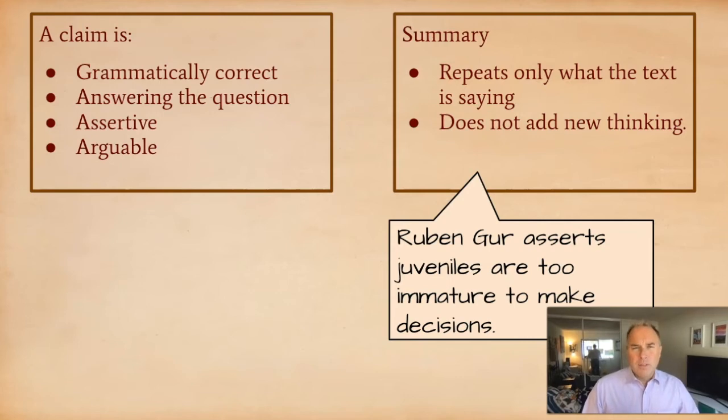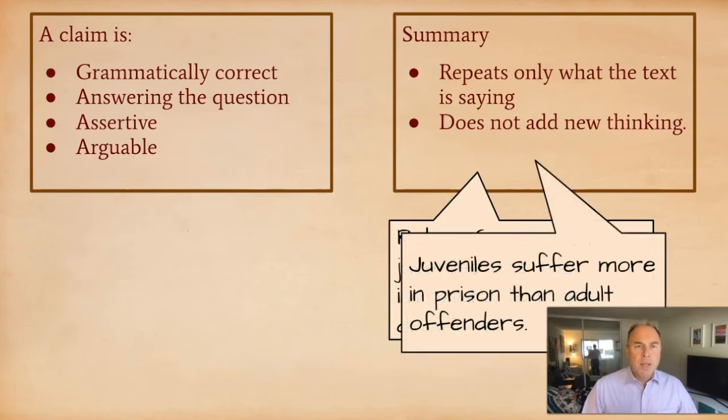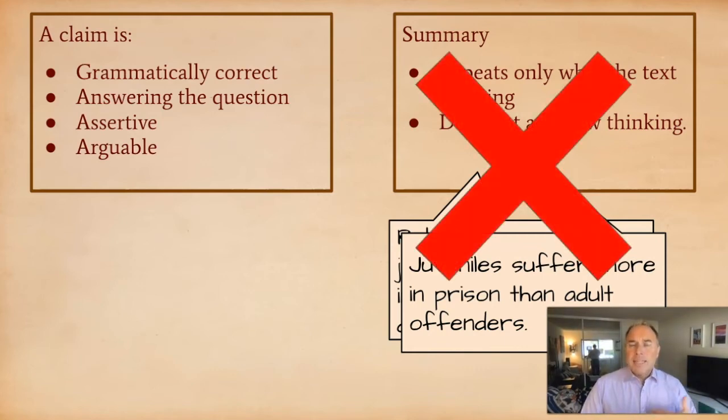That's more of an example of a bit of evidence, really, or a paraphrase of what Rubiger is saying. Another example, juveniles suffer more in prison than adult offenders, is more towards a claim, but it's still not adding any individual take, any personal take, right? It's just stating what we already see in this case, Melanie Robbins' text, right? It's not adding any deeper thinking. So we want to try to avoid those kind of summary type statements. Instead, you want to deepen the thinking and make your claims arguable.